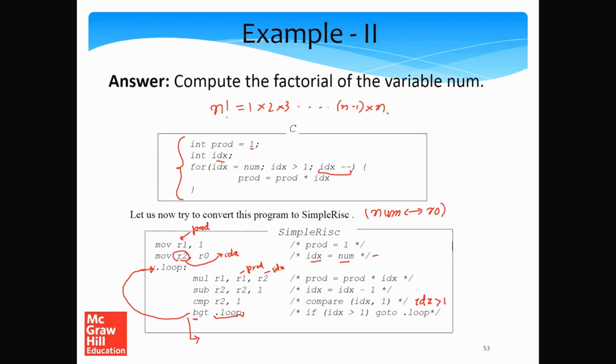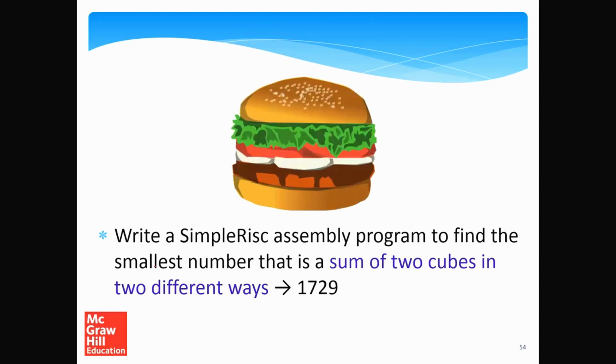Similarly, the loop will continue for num minus 1 times till the factorial computation is over. So I would request once again the reader to take a look at this several times, maybe work it out with paper and pencil. And only when the reader is convinced, we actually move to slide number 54.